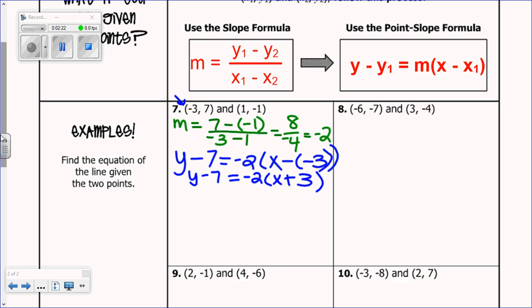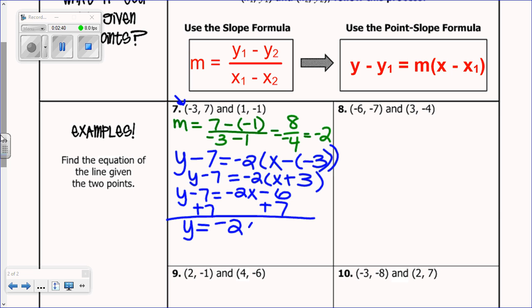Now distribute and then solve for y. So we have y minus 7 equals negative 2x minus 6. And now we're going to add 7 to both sides. So we're left with y is equal to negative 2x plus 1. Okay? So now we have our equation as y is equal to negative 2x plus 1. Good.